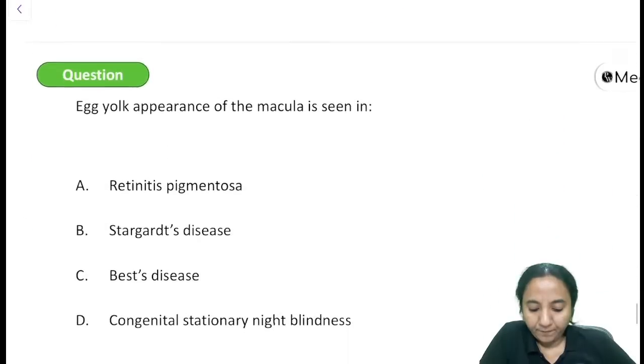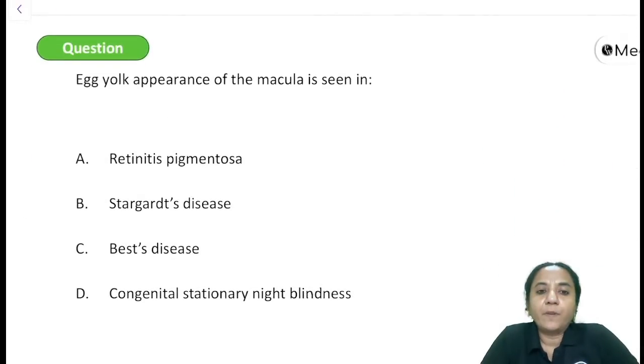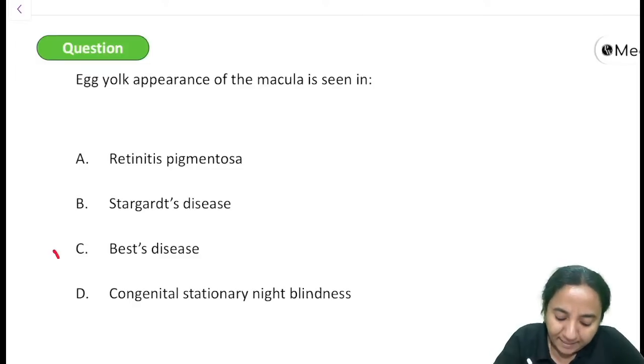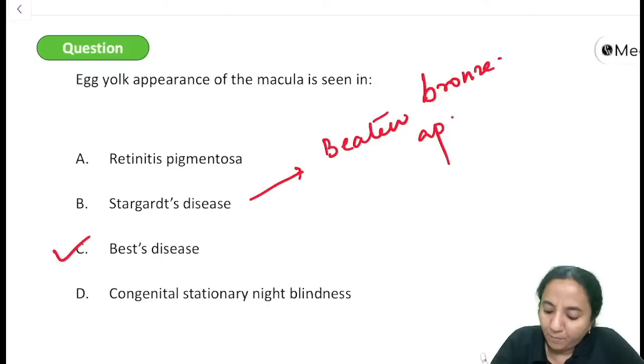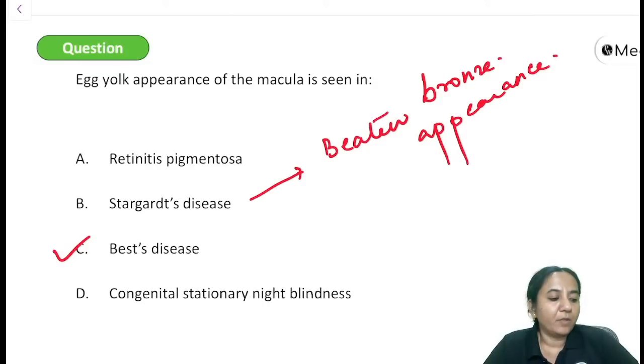Next question. Snail track appearance of the macula is seen in. Everyone knows this, it is Best's disease. We studied Stargardt's disease a while ago. The appearance is Beaten-Bronze appearance of the macula. So Beaten-Bronze appearance is in Stargardt's, and the snail track appearance is in your Best's disease. That's seen in Best's.